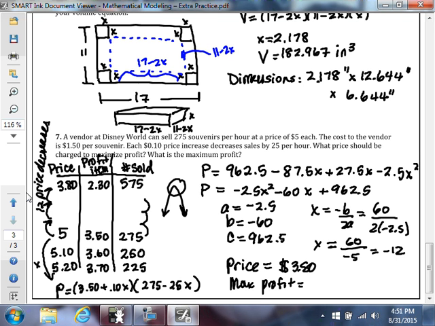is going to be, if you take your profit for each item, so $2.30 times 575, or if you just plug in x equals negative 12 to your equation, you get 1,322.50. So a little bit more than $1,300, and that should be the answer for that one.